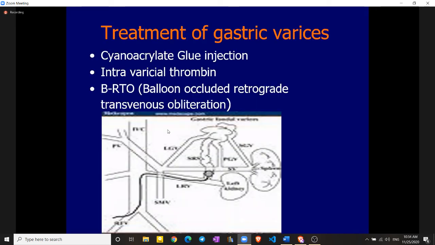Yeah. So treatment of gastric varices, cyanoacrylate glue is what we use. There is intravariceal thrombin. BRTO is balloon occluded retrograde transvenous obliteration. That's not done here routinely, but it's done in other parts, started in Japan, where you go and obstruct the splenic vein and then you inject the varices so that it blocks it.